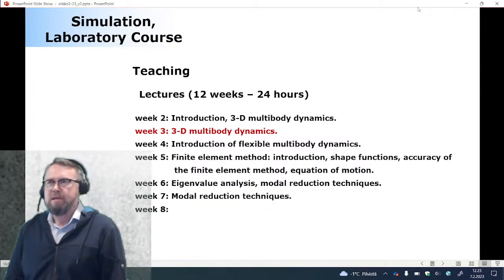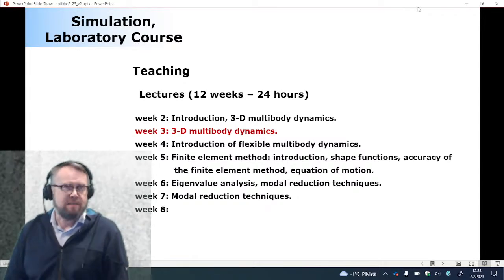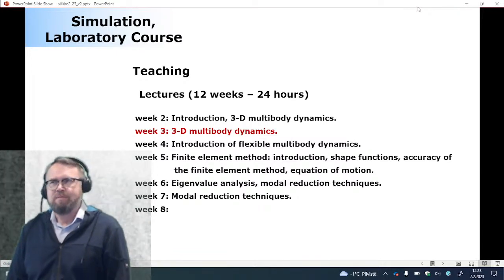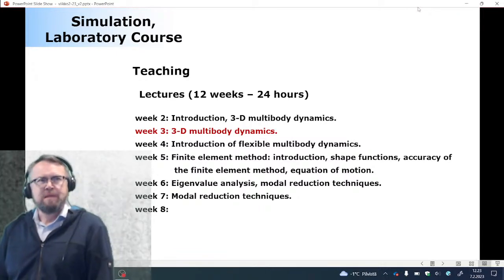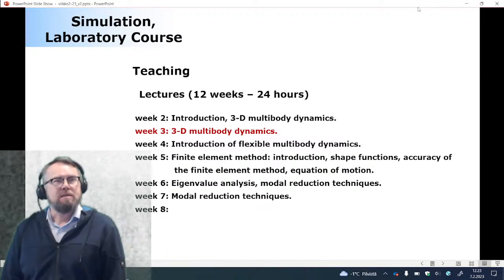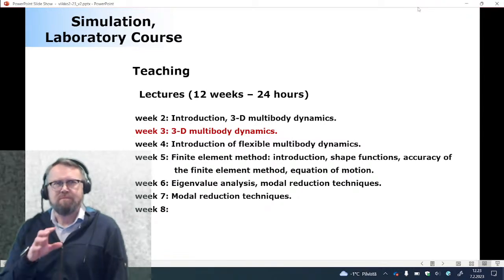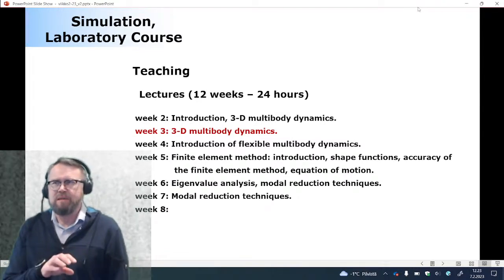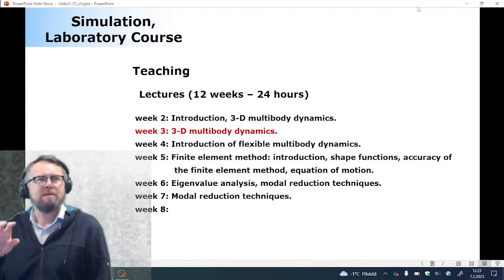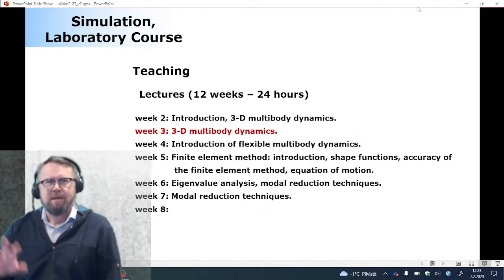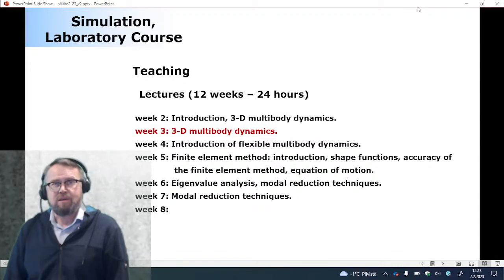How are we going to do it? That's going to take us into another space, which is something you heard from Jussi Soponen. It's going to be the modal space. So we're going to move from physical nodal degrees of freedom to modal degrees of freedom. What that represents is going to be an exciting story.